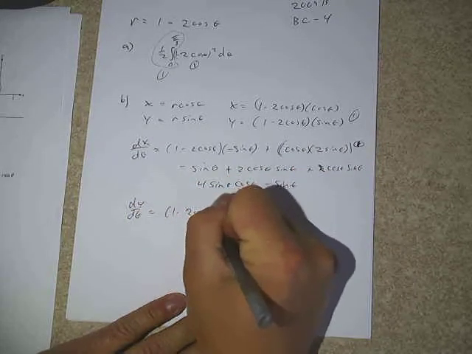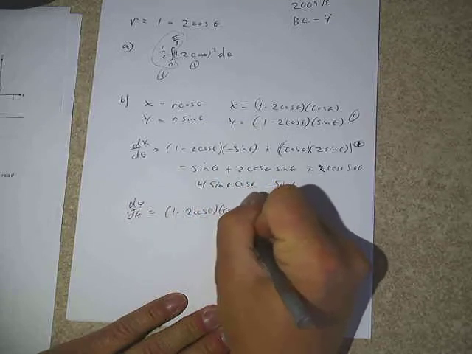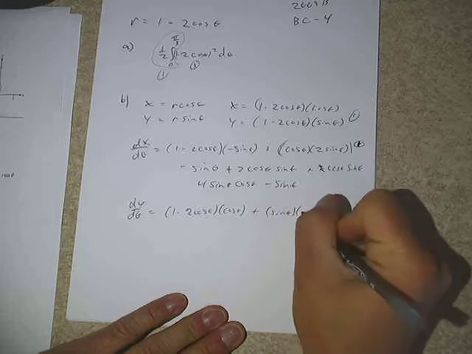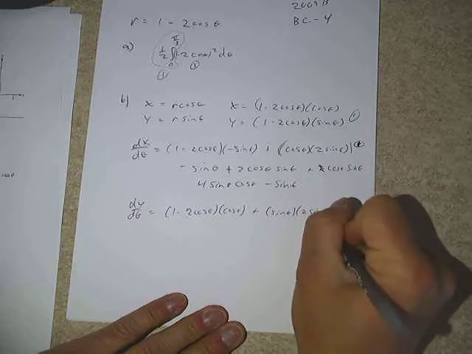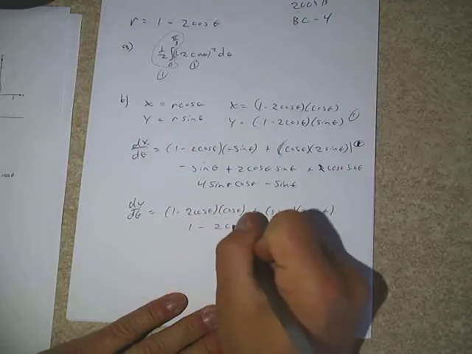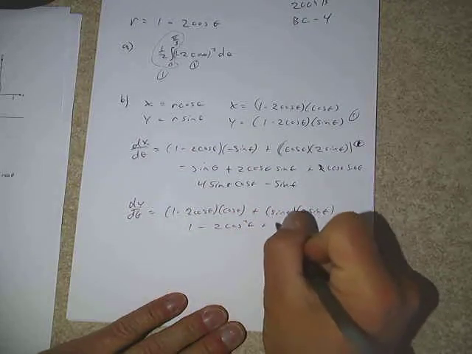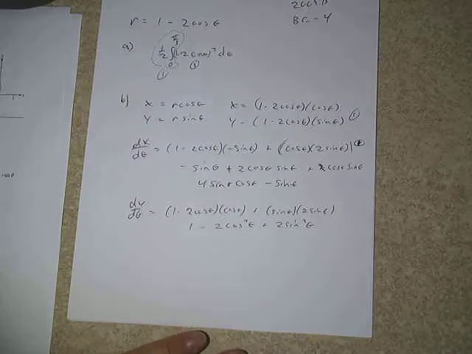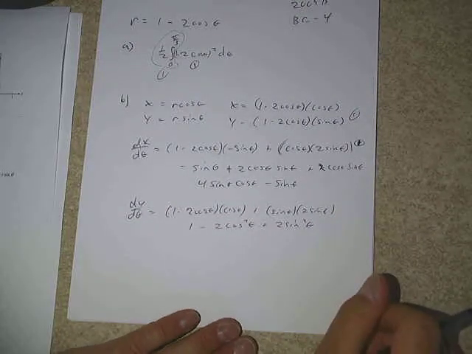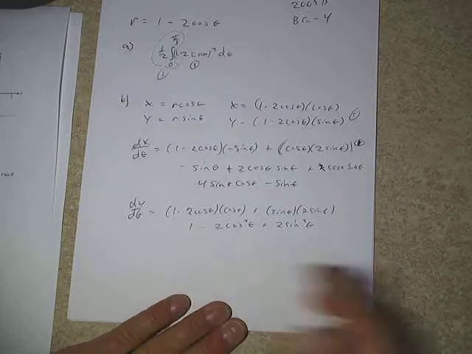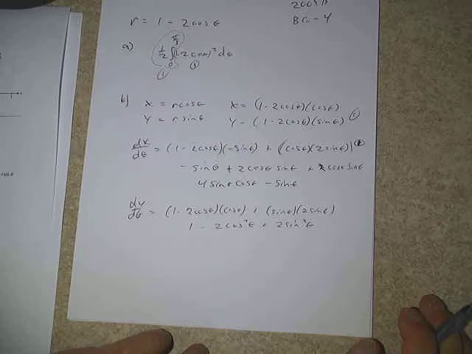And the dy d theta then would be again 1 minus 2 cosine theta times cosine theta plus sine theta times 2 sine theta. Ultimately that gives us 1 minus 2 cosine squared theta plus 2 sine squared theta.